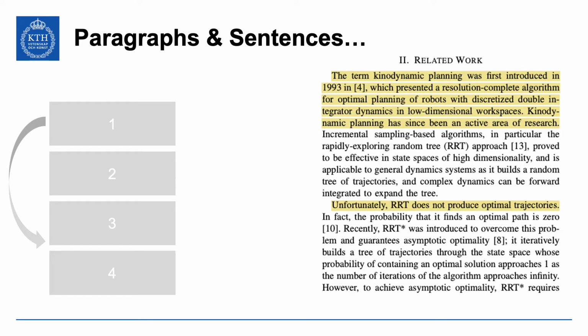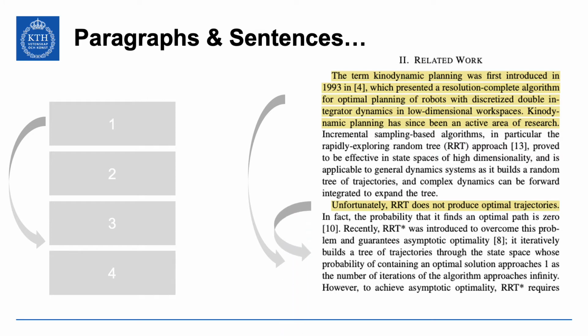And as I said, this principle applies on all levels, at least on many levels. So let's look at section 2, related work. The first paragraph here is, the term kinodynamic planning was first introduced in 1993, blah, blah, blah, which blah, blah, blah, blah, blah, blah, blah. So that's kind of the related work. The main idea was introduced some time back, and now we're going to look at details.